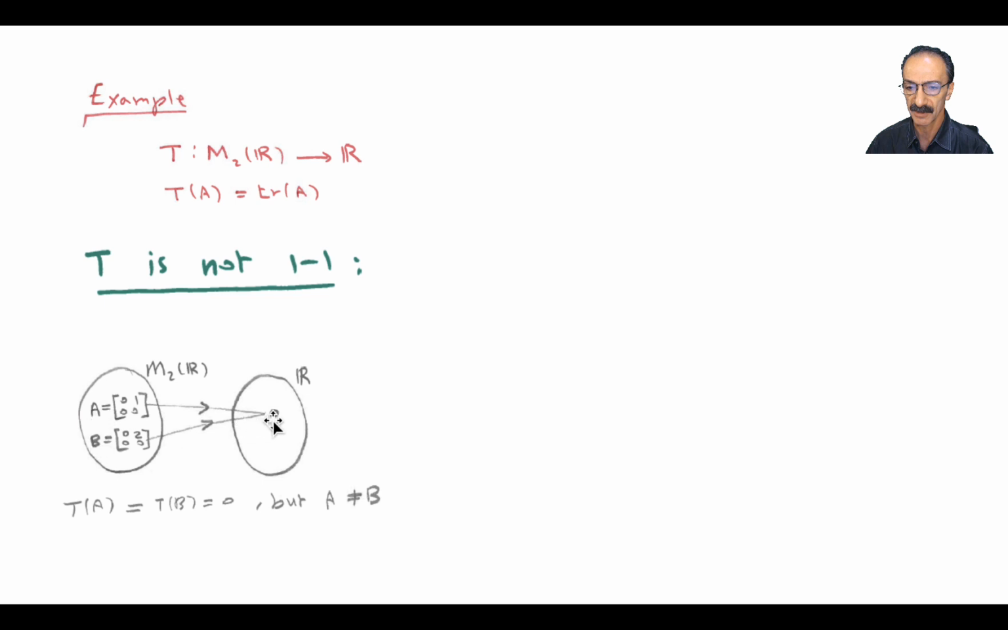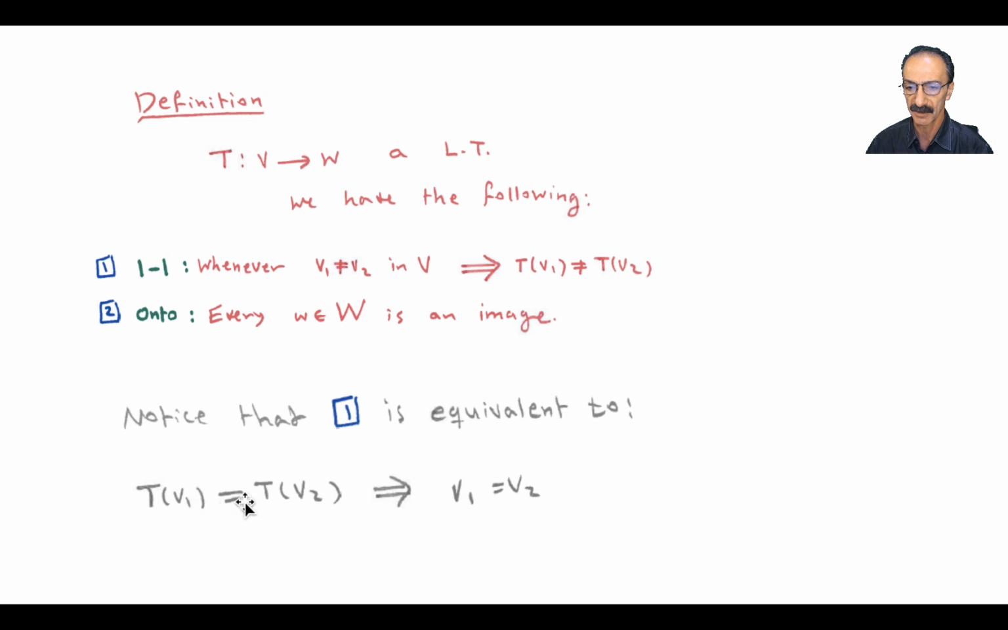That is not one-to-one. Notice that the images are the same, but A does not equal B. This is what I mentioned earlier. The images are the same, so we should end up with the inputs being the same. So I'm using this right here.